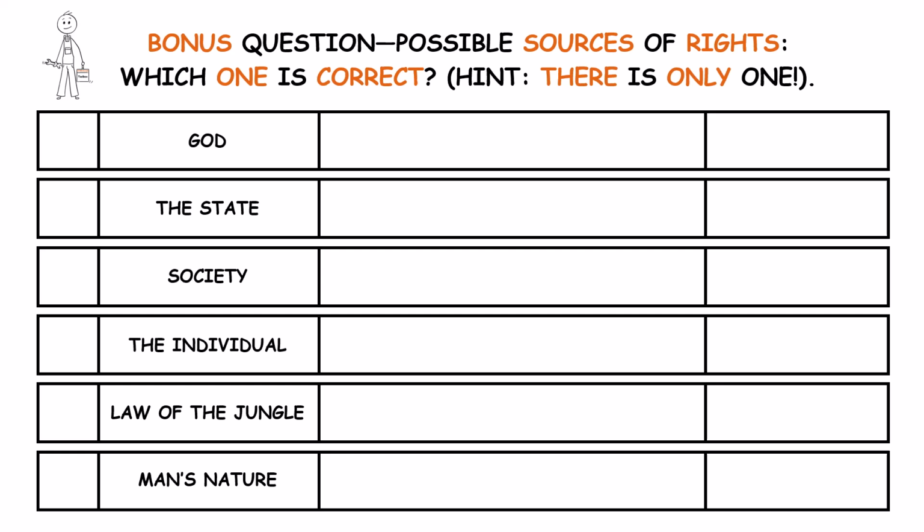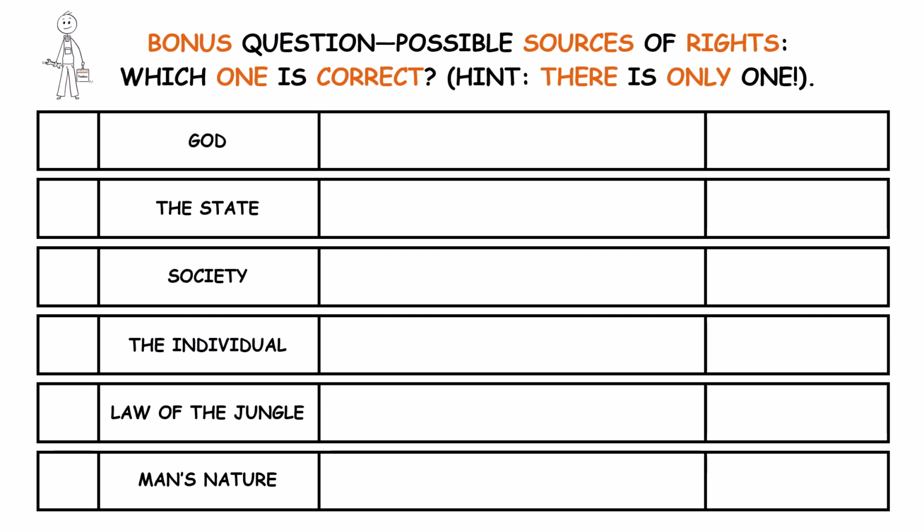Building on our discussion of rights and leading into the next unit on force, here's a bonus question about the possible sources of rights. Which one is correct? Here's a hint. There's only one right answer. Read through the options and mentally check off the one that aligns with what we've covered on the primacy of existence versus the primacy of consciousness.